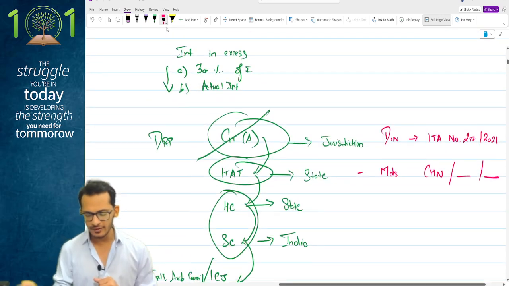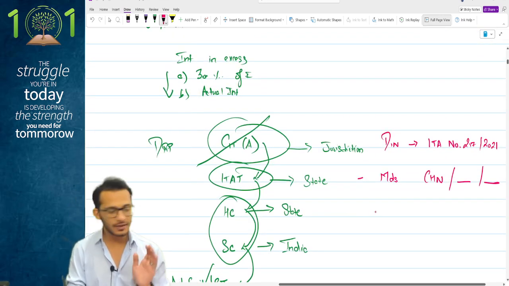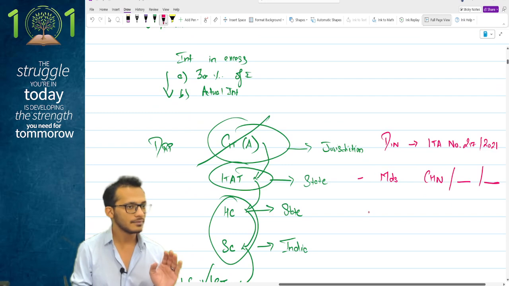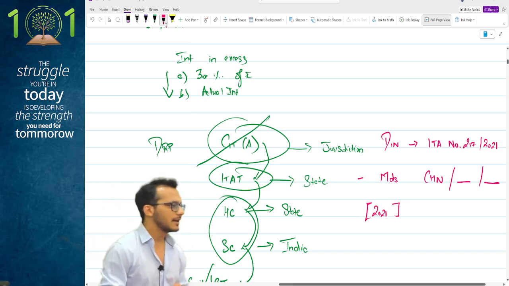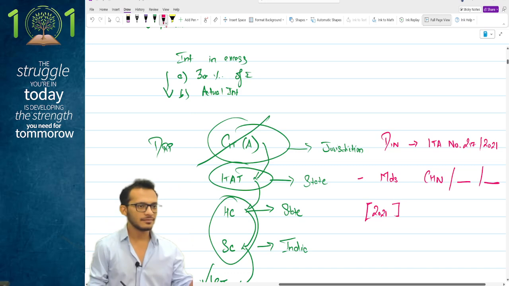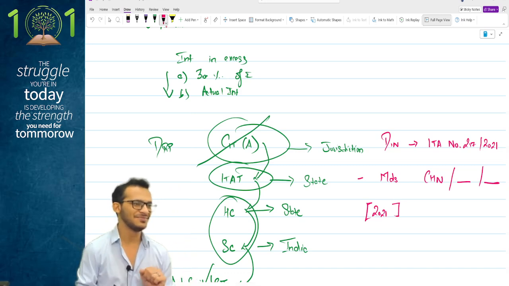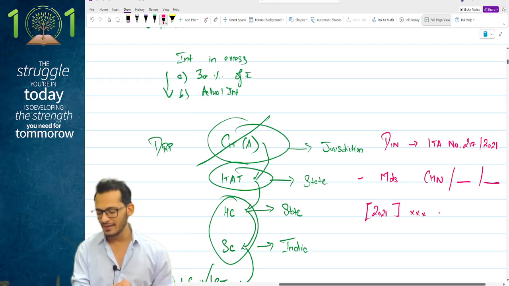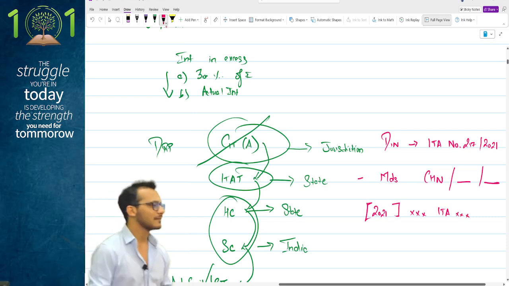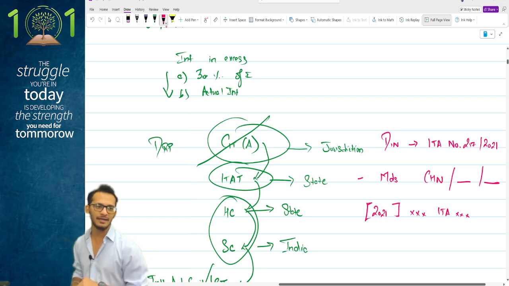Then you have something called High Courts. In High Courts, how will it look? It will first have the year. It will be in this format: there will be a number, then there will be ITA, and then there will be a number. Any guesses? Why?